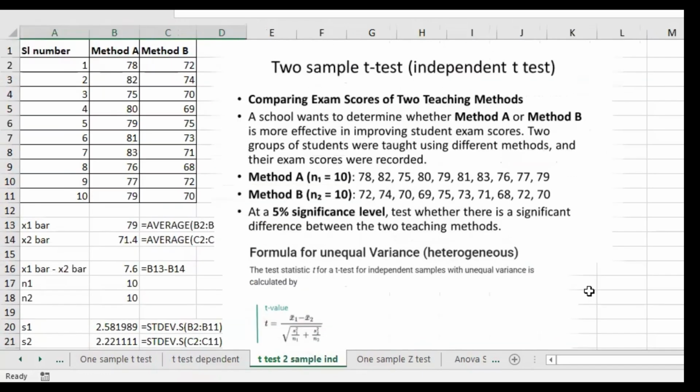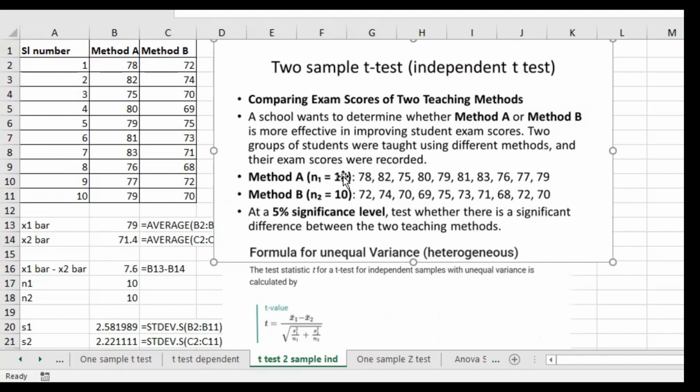T-test for independent: here there are teaching methods. One set of people are given method A, another set of people are given method B. The student scores are tested after the intervention, after the teaching method. Their prior score is not taken. If the prior score is taken, then they are made to undergo a training, then they are examined once again. That will come under the dependent.